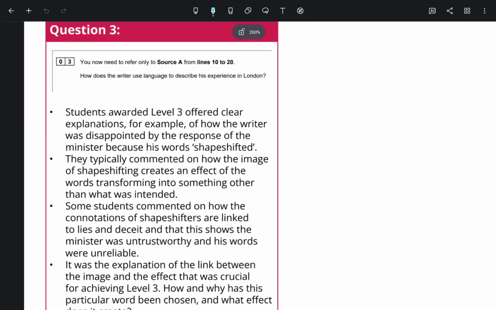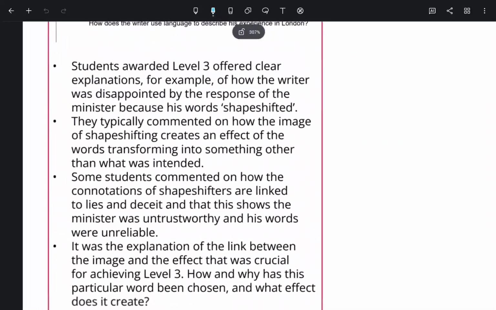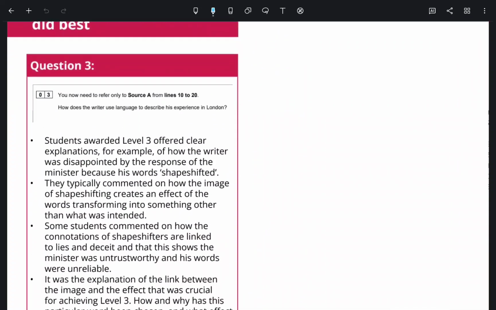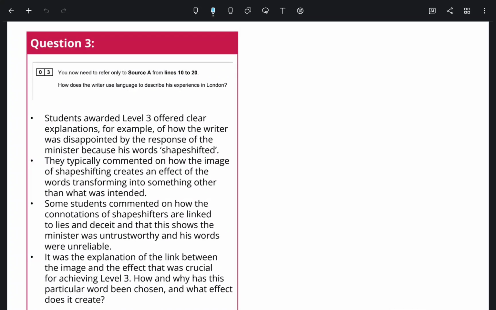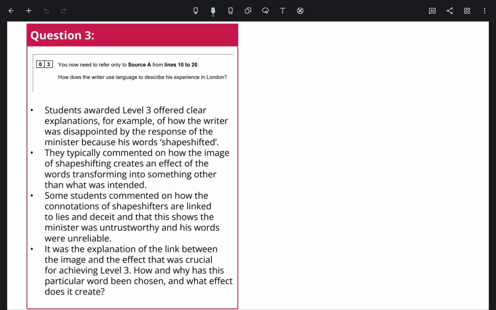Question number 3 is the language analysis question. How do you all find the language analysis question? Do you struggle with it? Let me know. So question 3 is always the same, to be fair. So this reads, you now need to refer only to source A from lines 10 to 20. How does the writer use language to describe his experience in London? Okay, keyword as usual is language.